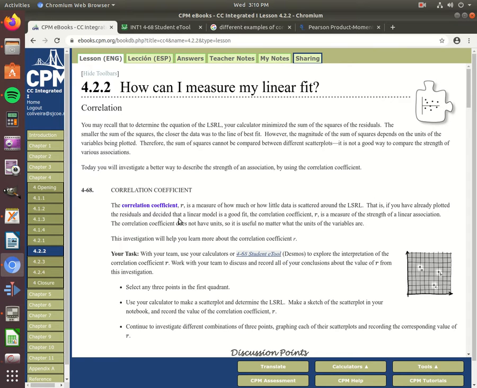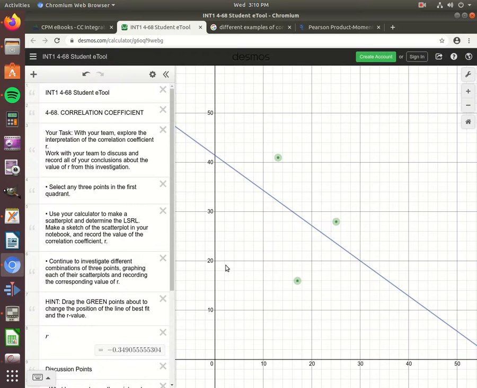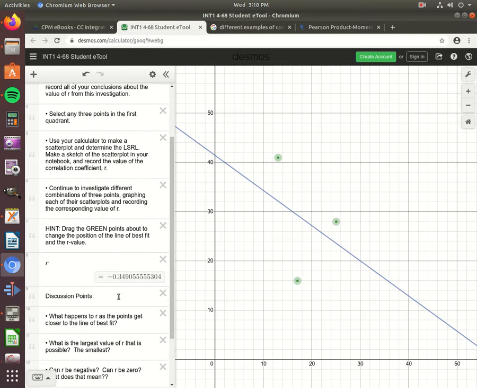All right, so again, a couple of important things here. We already have run the residual plot and decided that a line is a good fit. You don't do the correlation coefficient if a line's not a good fit. So we've already run the LSRL, we've already run the residual plot, we've decided the line's a good fit, and now we're going to investigate even further by saying how strong is that relationship, or how strong is our correlation between the two. So what it asks us to do is play with this tool here, and you can see it gives us the R down here.